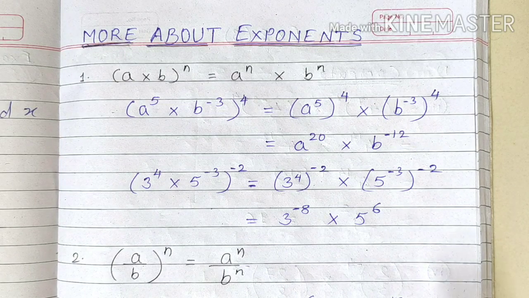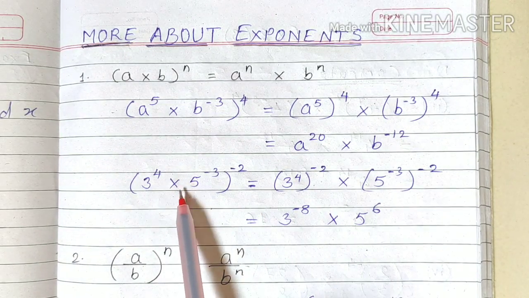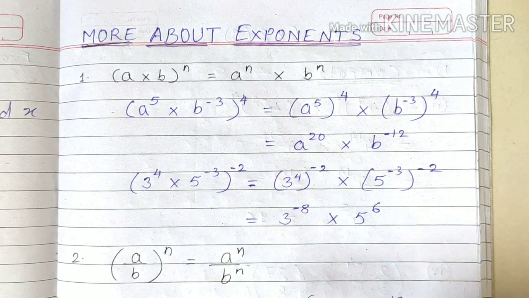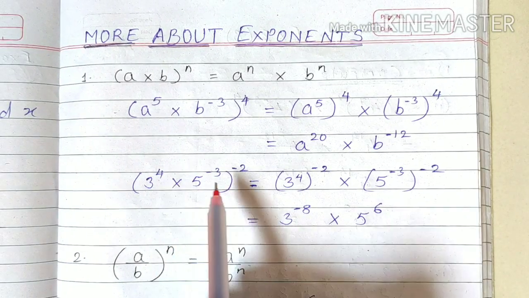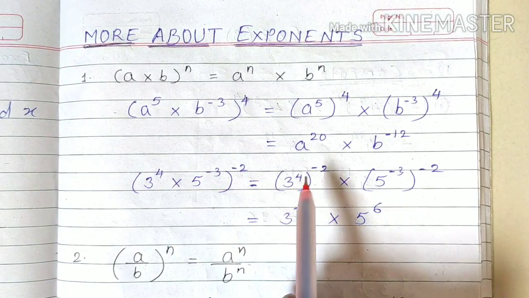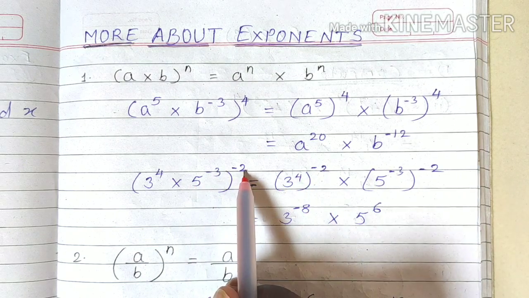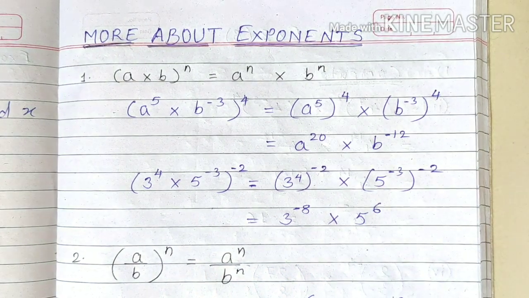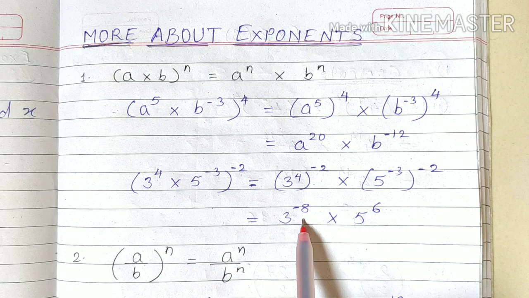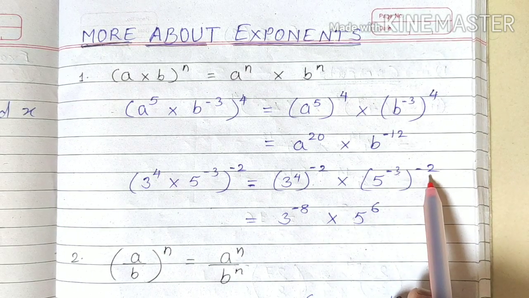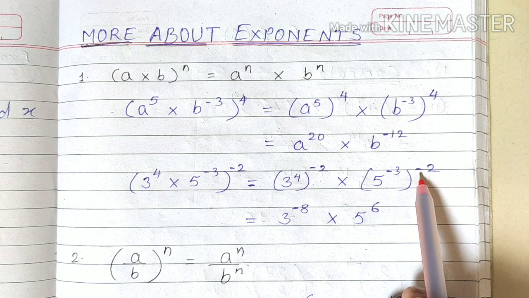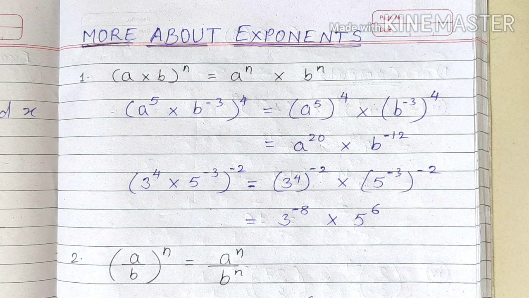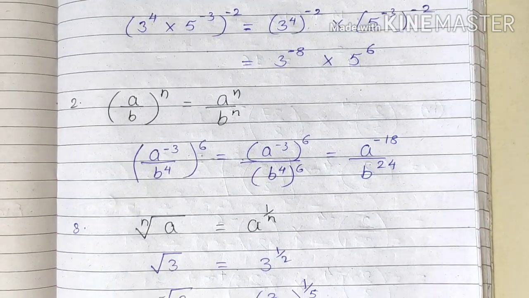Okay. Similarly, another example: 3 raised to 4 multiplied by 5 raised to minus 3, and the whole bracket is raised to minus 2. So in that case also, 4 is multiplied by minus 2, and this minus 2 is also for this minus 3. Got it? So 4 multiplied by minus 2 is minus 8, and minus 3 multiplied by minus 2, minus multiplied by minus, will be a positive sign, and we get 5 raised to 6. Is that clear?